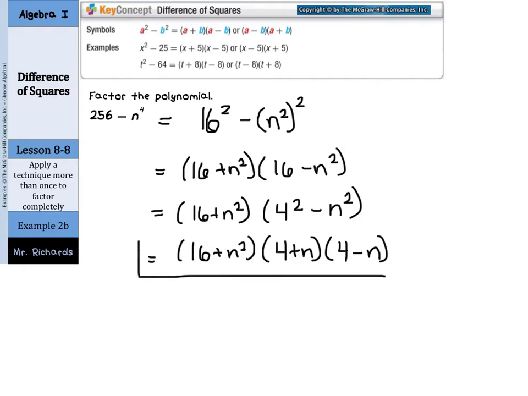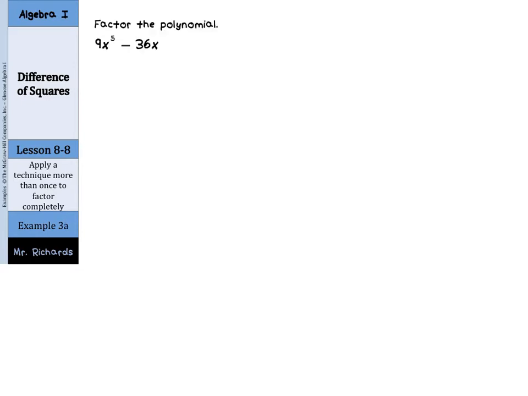And this is my factored solution. So now we have factored the polynomial 9x to the fifth minus 36x. In here, we get to factor using different techniques. Let's start off by factoring out the GCF, and our GCF here is 9x.